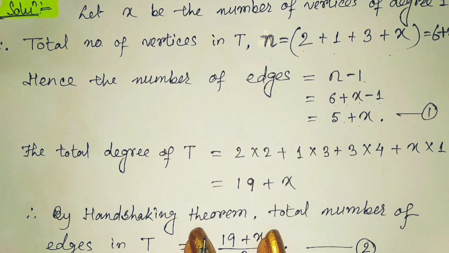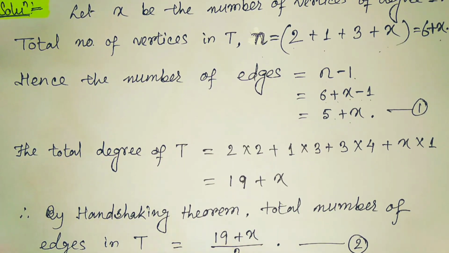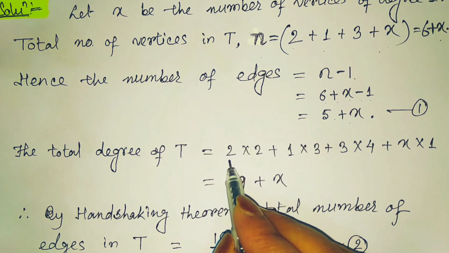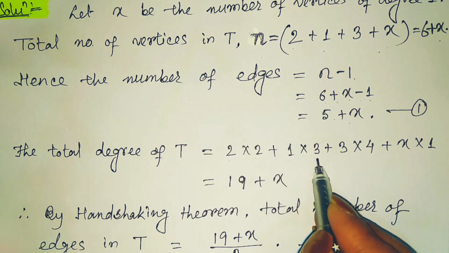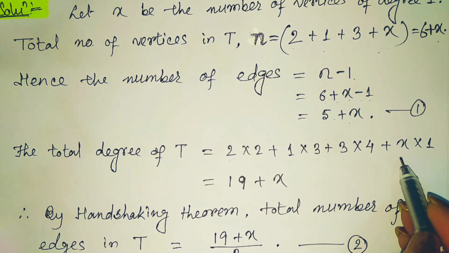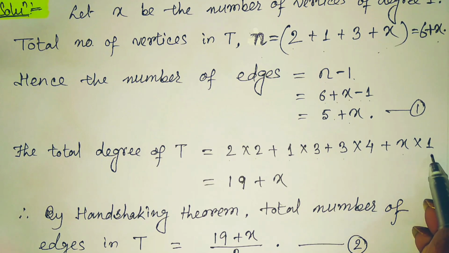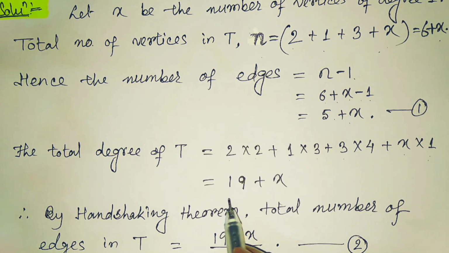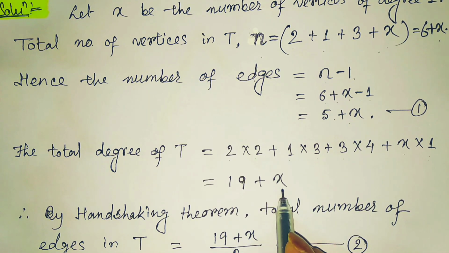Now the total degree of the given graph. In the problem it is given that there are 2 vertices with degree 2, 1 vertex with degree 3 and 3 vertices with degree 4, and according to our hypothesis, x vertices with degree 1. So if we do this calculation, it leads us to 19 plus x, that is the total degree count for the given graph T.